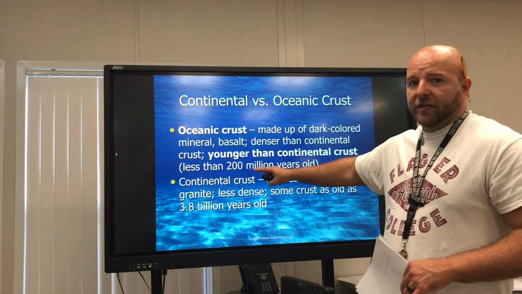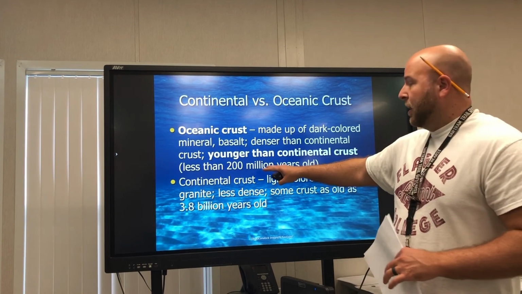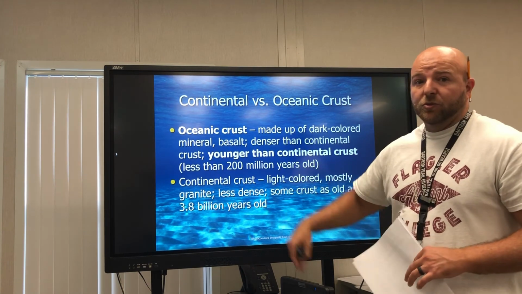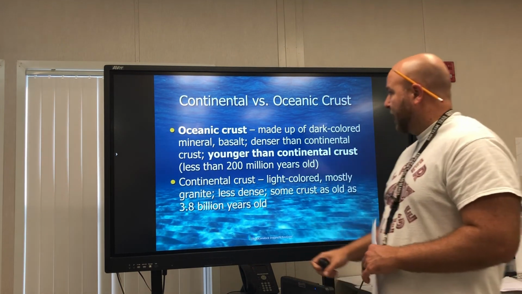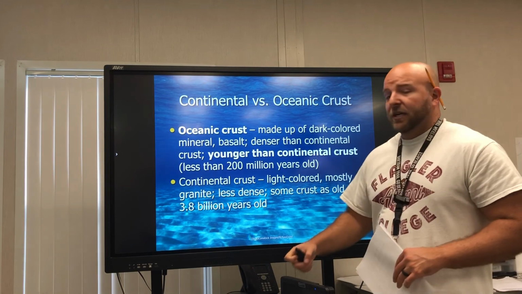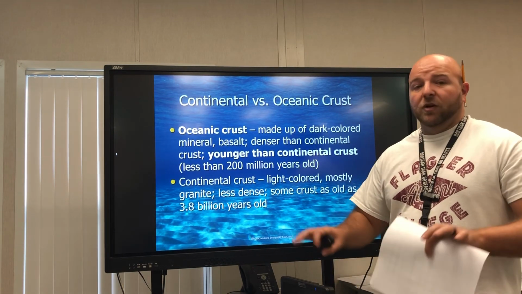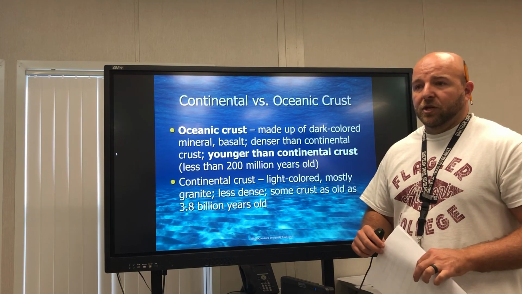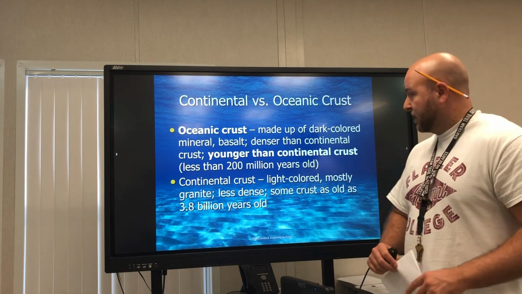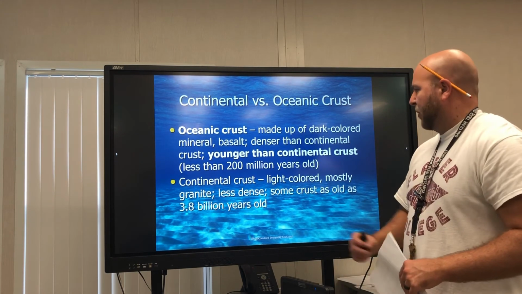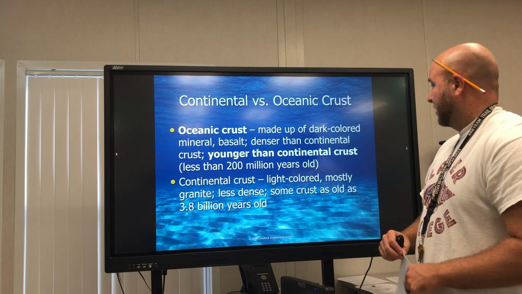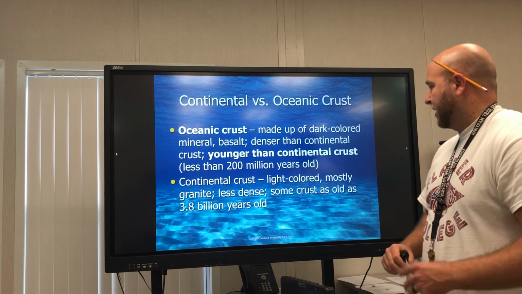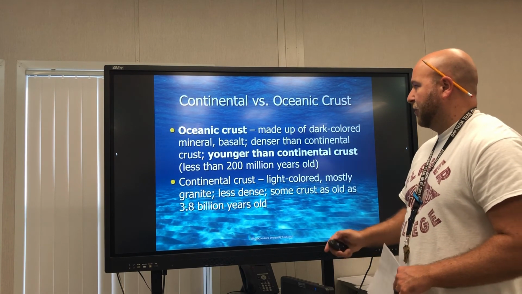So we go ahead and jot that down now at the bottom, and then we'll probably get to it again in 2.3 as well. But we want to make sure that you've got that oceanic crust is going to be younger, and explaining why is going to be an important part of what comes into plate tectonics. Then we've got our continental crust, light colored, mostly granite, less dense. All stuff that we've covered before.